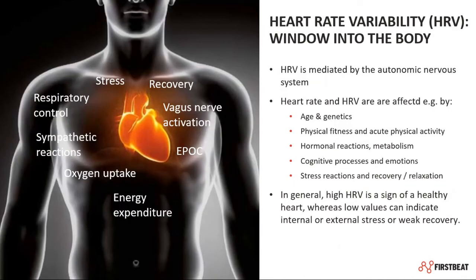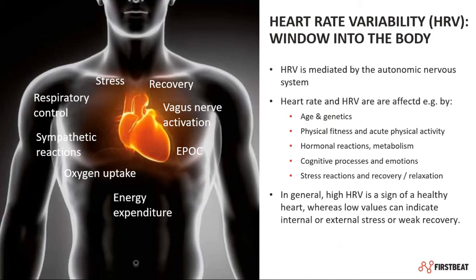So we use heart rate variability as a window into the body to see what's happening sort of under the surface. We know that heart rate variability is mediated by the autonomic nervous system, the unconscious part of the nervous system, and also that heart rate and heart rate variability are affected by many different factors. For example, age and genetics play a big role, and I'll show an example of that.